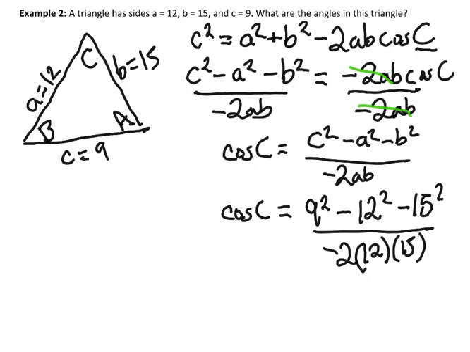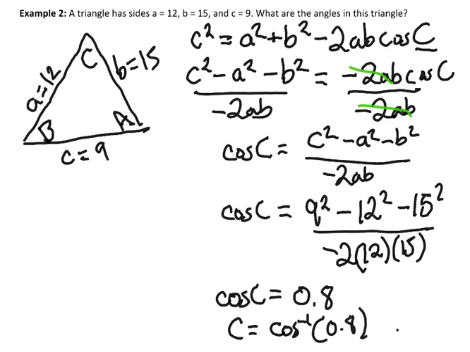So 9 squared minus 12 squared minus 15 squared. Divide that by negative 2 times 12 and the 15. And what we get is cos of C equals 0.8. How do I get C on its own? Well, I need to inverse cos that. So C is going to be the inverse cos of 0.8.